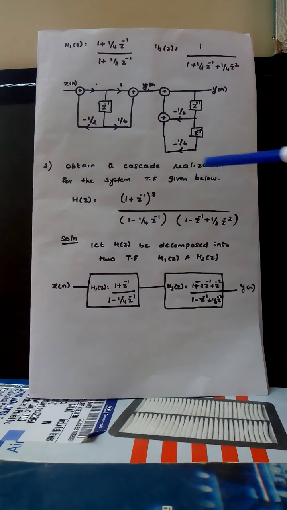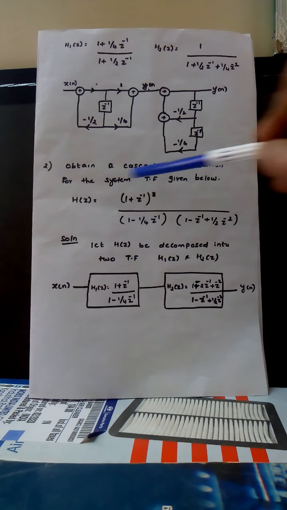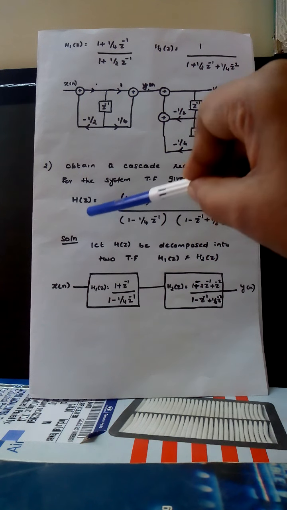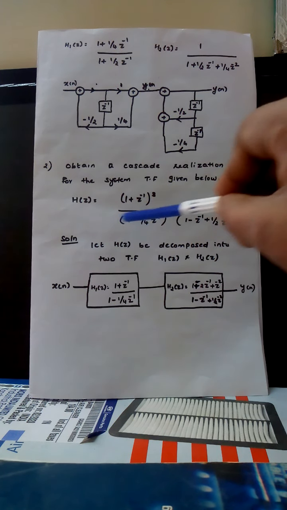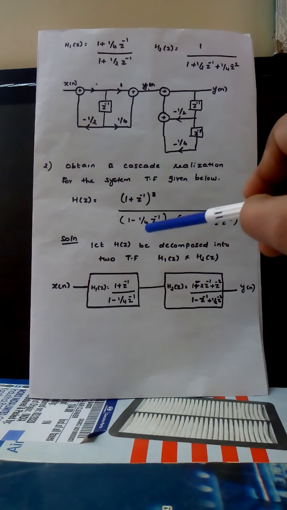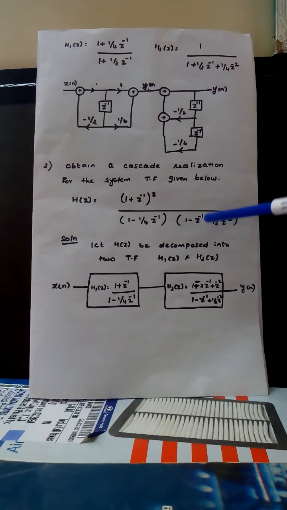Similarly, for the second problem, obtain a cascade realization for the system transfer function given below, where H of z equals (1 plus z to the power of minus 1) the whole cube, divided by (1 minus 1 by 4 into z to the power of minus 1) times (1 minus z to the power of minus 1 plus half into z to the power of minus 2).